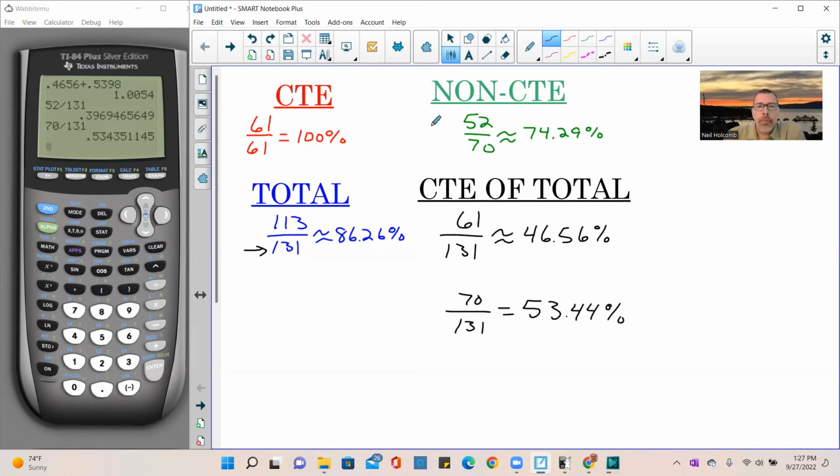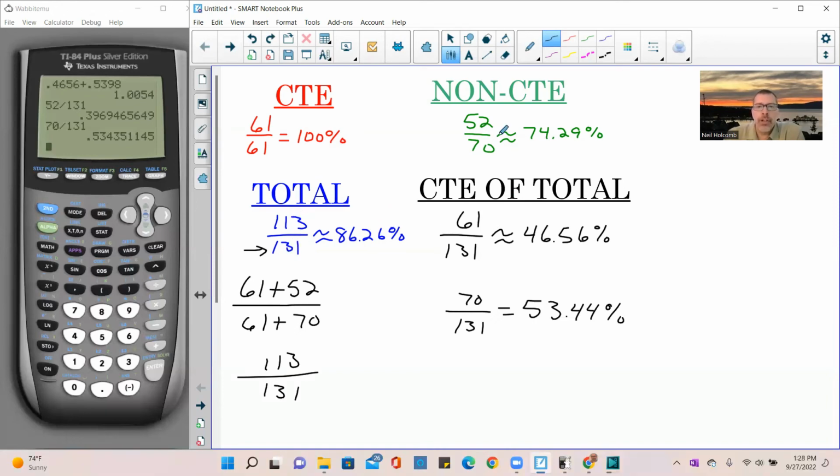Okay, but what I'm looking at here is this 61 and 52. If I took 61 plus 52 and put that over 61 plus 70, that would give me 1 plus 2 is 3, 6 plus 5 is 11. There's your 113, and 1 and 7 and 6 is 13. Okay, so that's what this is. This number here plus this number here gave us the total graduating CTE and non-CTE out of the total.